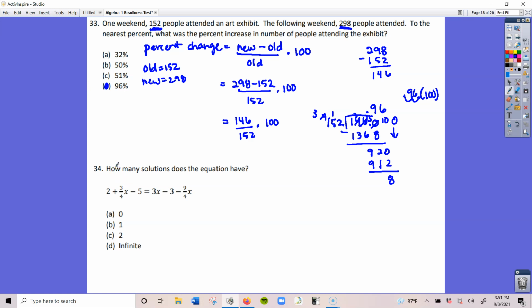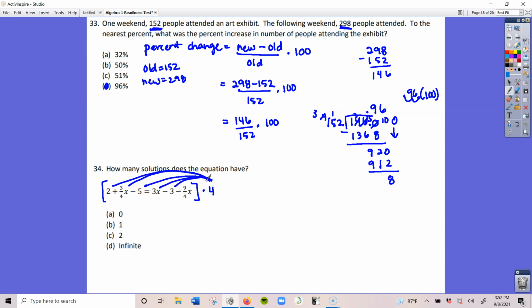Last one here. How many solutions does the equation have? If we're trying to figure out solutions, let's just try to solve it and see if we get an answer. And let's see what happens. Now I know that we have some fractions on here. So if you ever want to get rid of a fraction, look at the denominators. These are all 4. So if I take the entire equation and multiply by 4, what's going to end up happening is I'm going to cancel out those fractions.